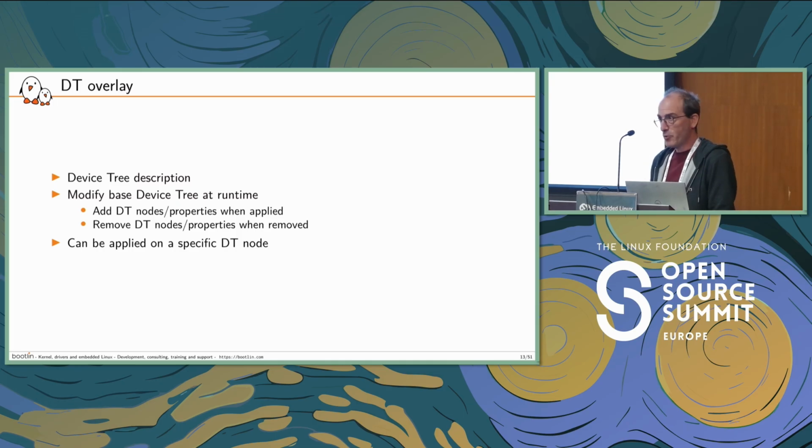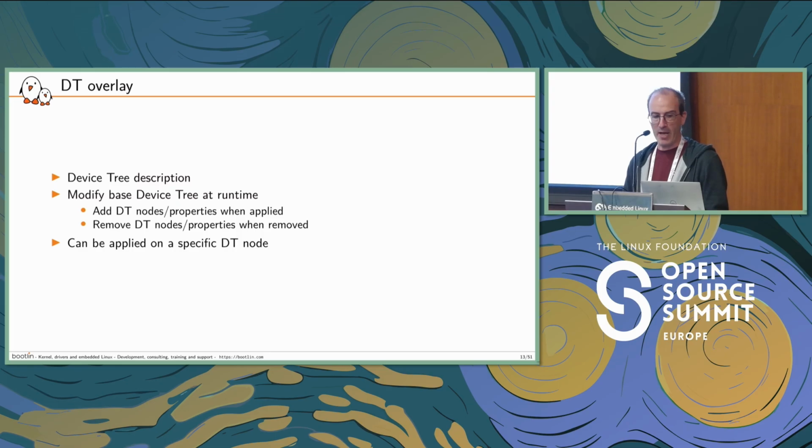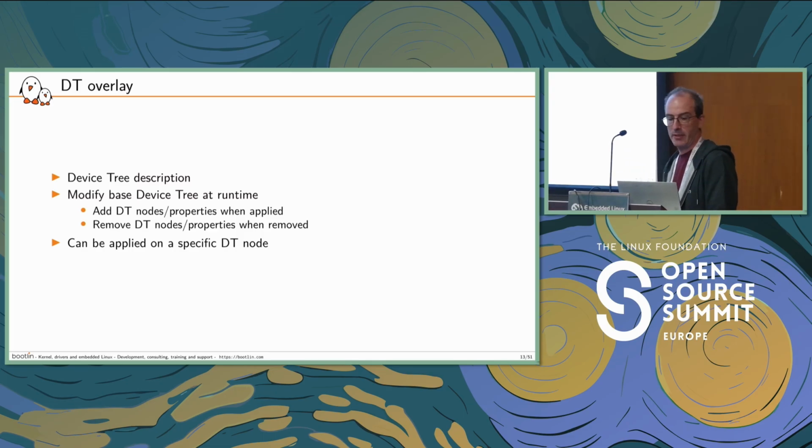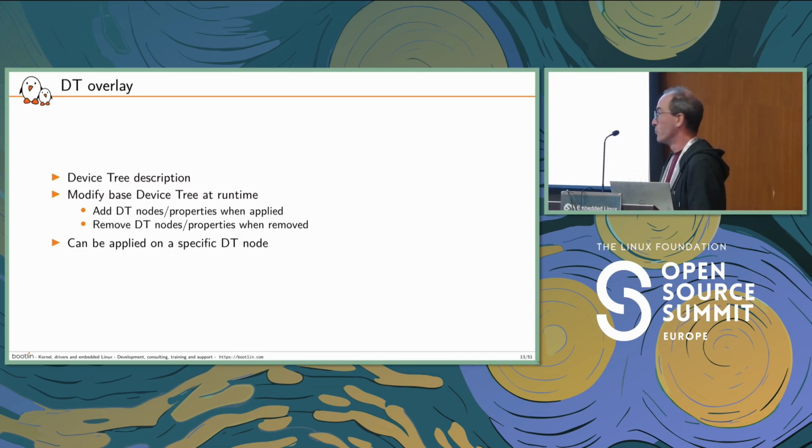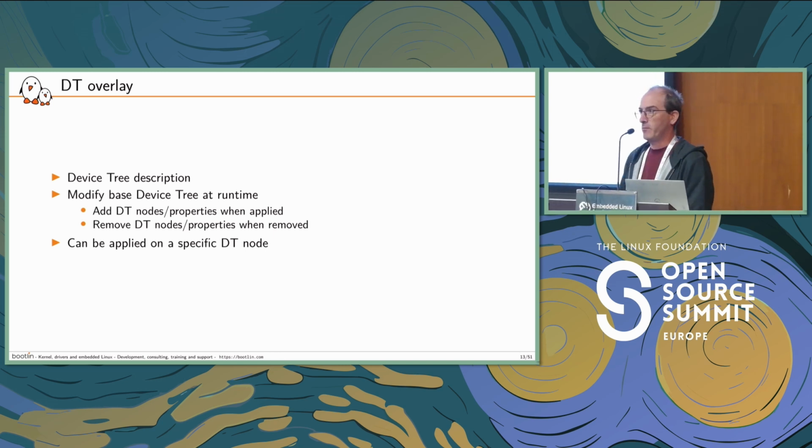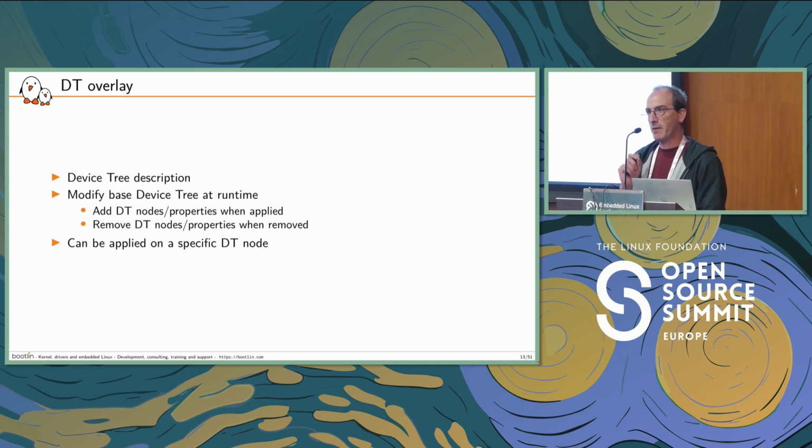A device tree overlay is just a device tree description, but applied at runtime. So with an overlay, we can add or remove properties when it is applied, and of course, perform the revert operation when we remove it. And one more thing, an overlay can be applied to a specific node in the device tree.